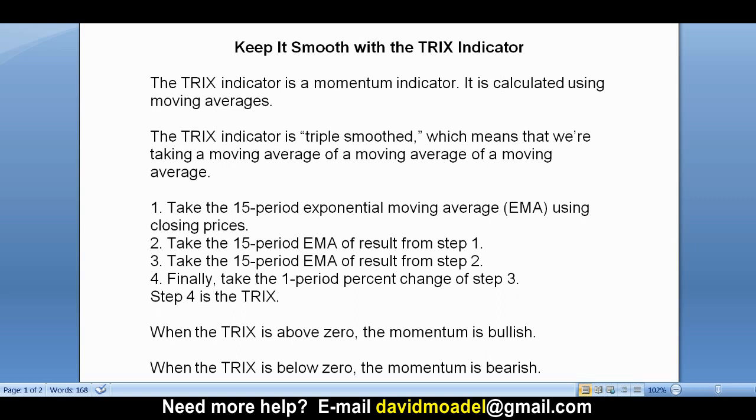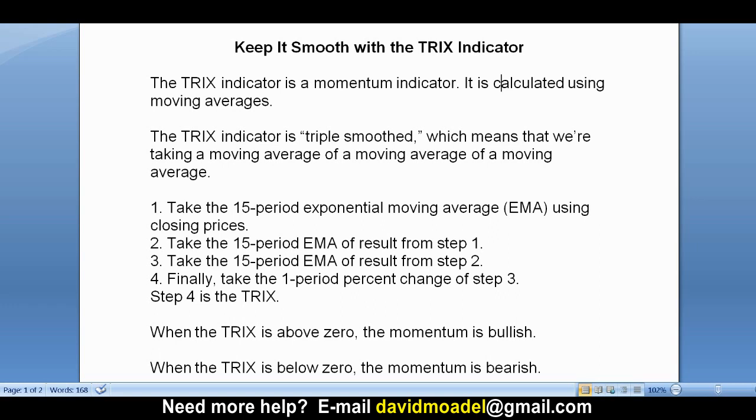So how do they get the TRIX number? Well, step one, they take the 15-period exponential moving average, or EMA, using closing prices of the candlesticks. And this is true whether you're using daily candlesticks or 1-minute candlesticks or 5-minute, whatever. This is the calculation regardless of the time frame of the candlesticks. So step one, take the 15-period exponential moving average. Step two, take the 15-period EMA of the result from step one. Step three, take the 15-period EMA of the result from step two. So you have a moving average of a moving average of a moving average.